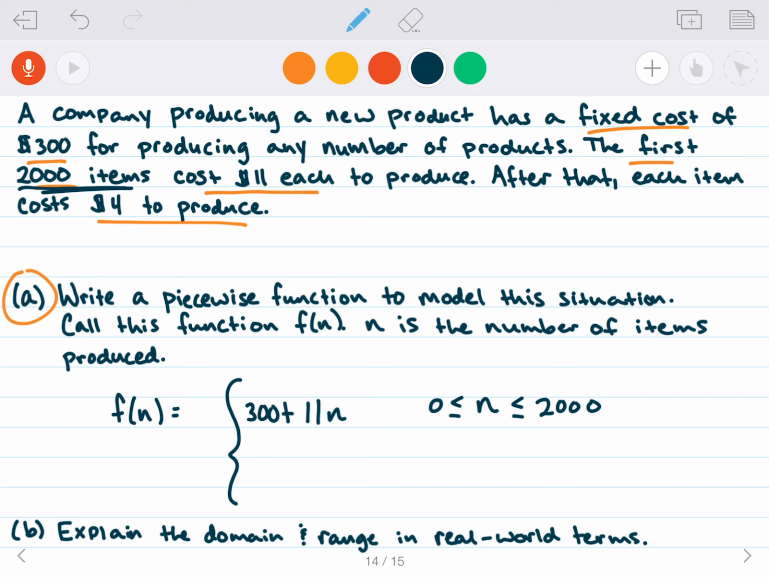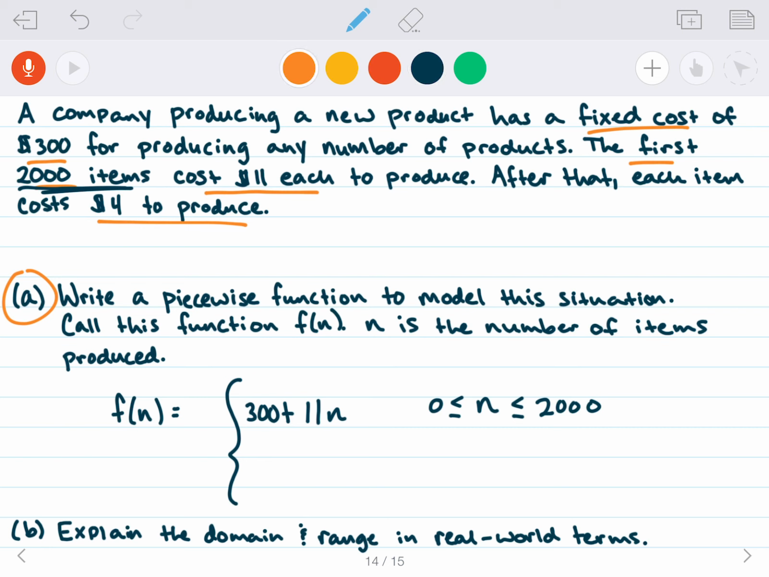It says after 2,000 items, it costs $11 each to produce. I'm sorry, I read that wrong. After the first 2,000 items, it costs $4 to produce the items, okay? So, the idea here is to first see how much it costs for the first 2,000 items, right?